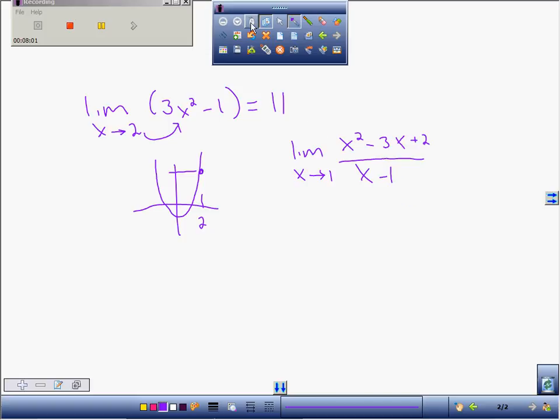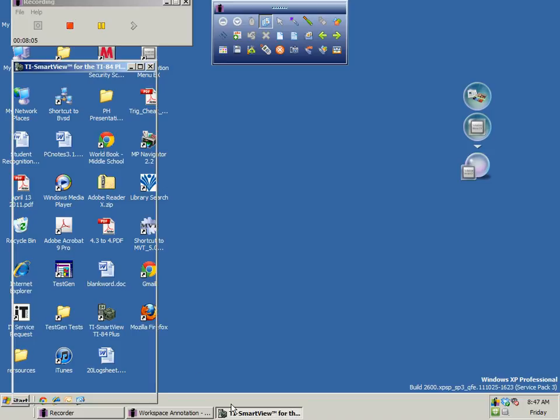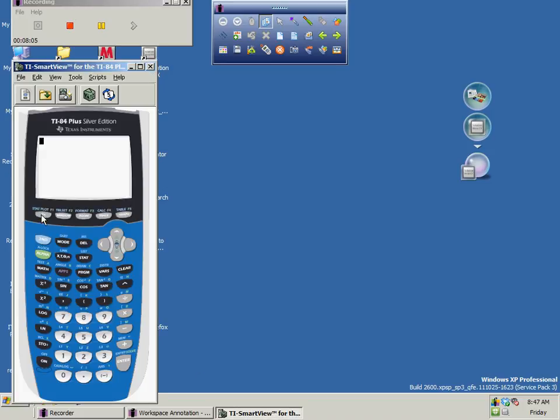First, I'll show you how to do it on your calculator. So, my calculator is right there, and all I do is I have to go to mode, get out of that sequential mode. I want to go to function mode, and y equals. Why is it looking weird like that? What's that stuff?